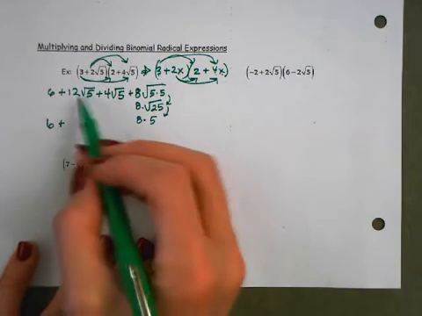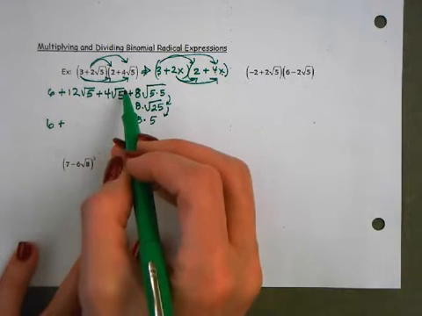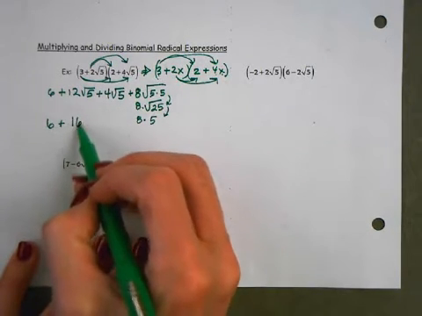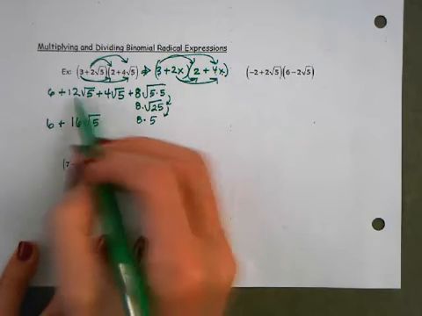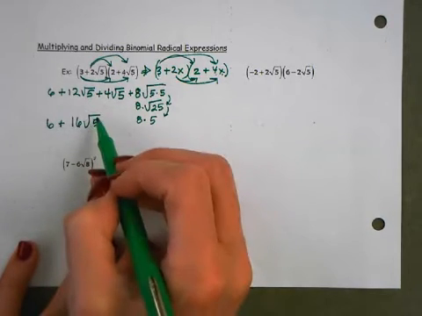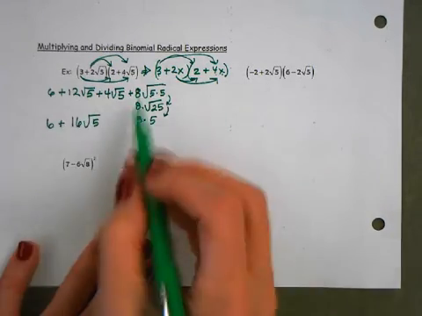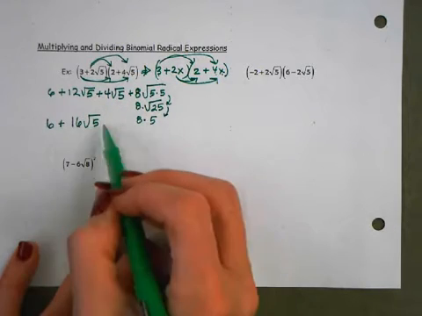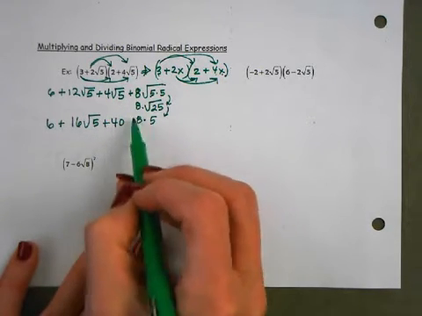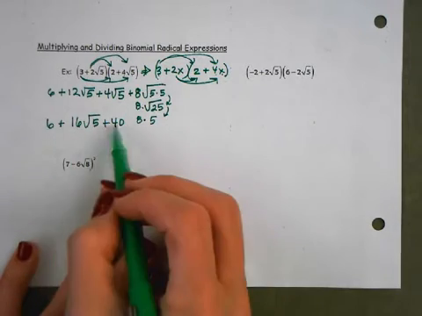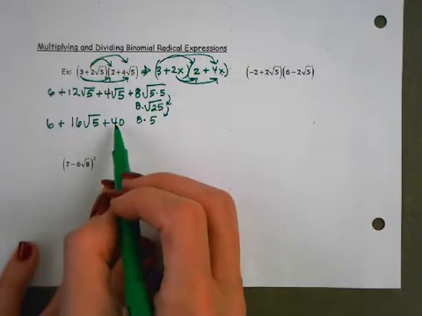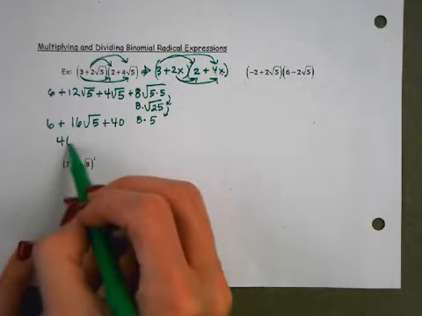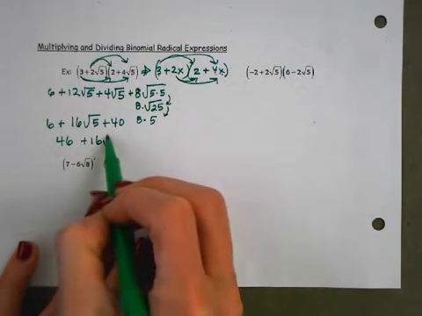So then I'm going to combine my 12 square roots of 5 plus my 4 square roots of 5. So that's going to become 16 square roots of 5, because when you add, remember, you don't change the radicand. And then I'm going to have this, which is the 8 times 5, which is plus 40. So now I can combine my like terms, so my 6 and my 40 become 46. And I get plus 16 square roots of 5.